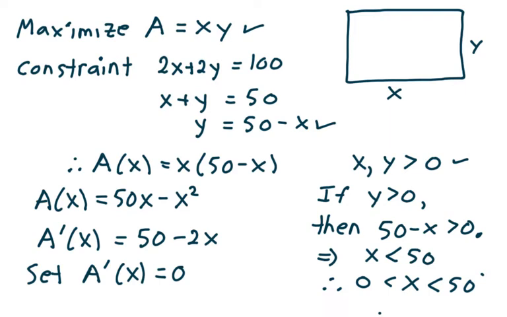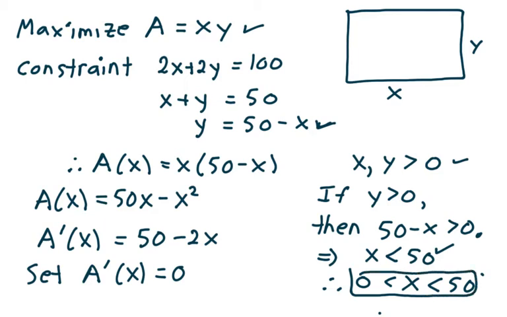But we know that x and y are positive, right? Because if x is 0, that doesn't make a whole lot of sense, because then you're talking about a degenerate rectangle. And it doesn't make any sense for x to be negative either, right? So we're going to look at x and y being positive, but notice that if y is positive and y is 50 minus x, then 50 minus x is positive. If I solve for x, I get x is less than 50. So what that tells me is that x is greater than 0 and less than 50.